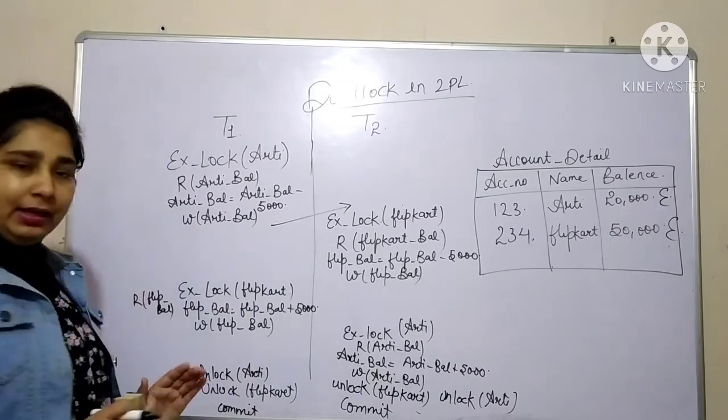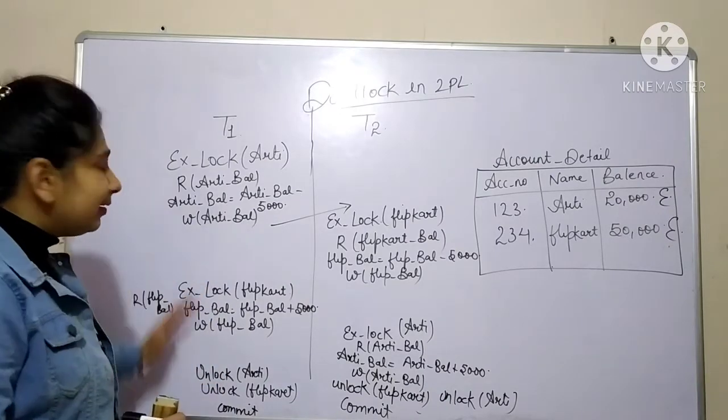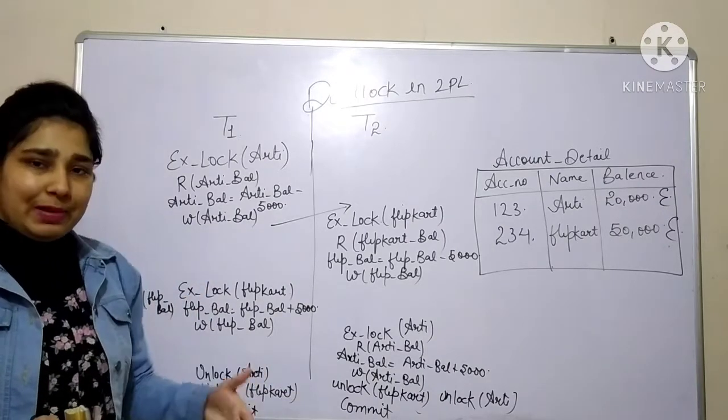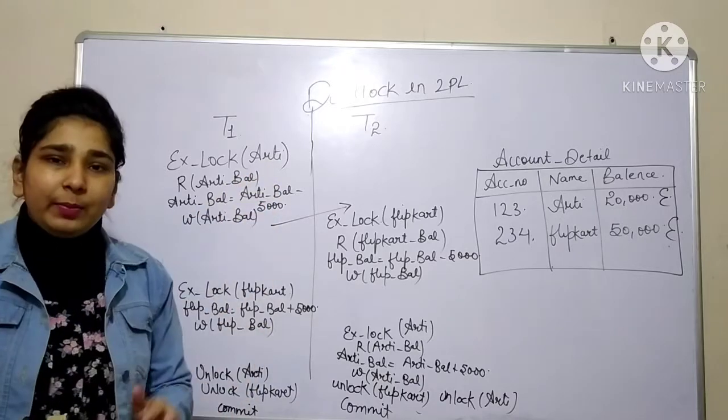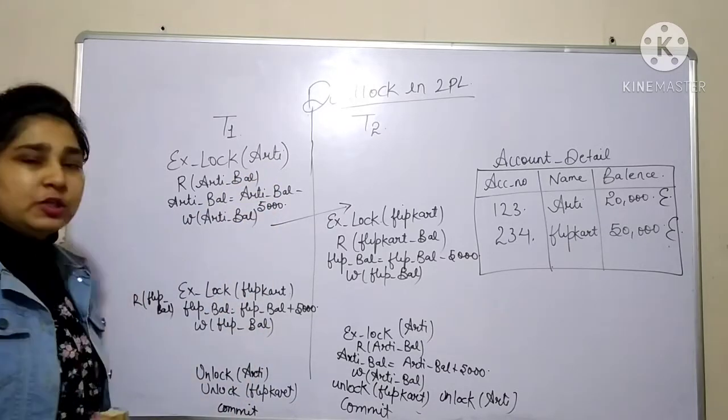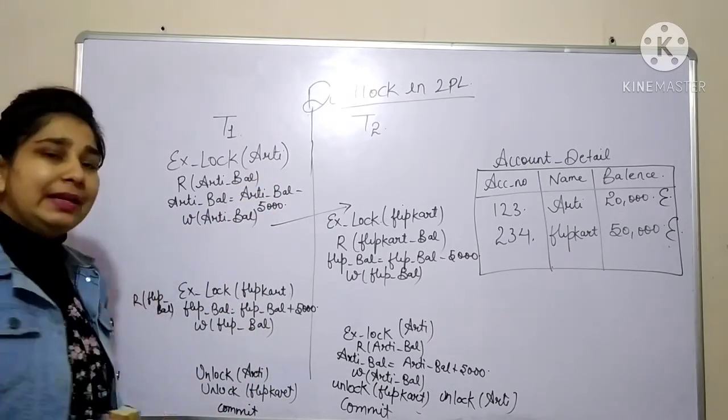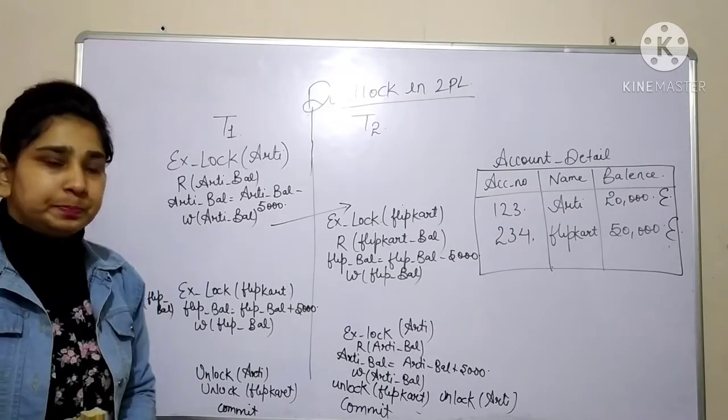Firstly, we are in a growing phase. We are applying locks on the database items. Then we are in a shrinking phase, where we are releasing all the locks.